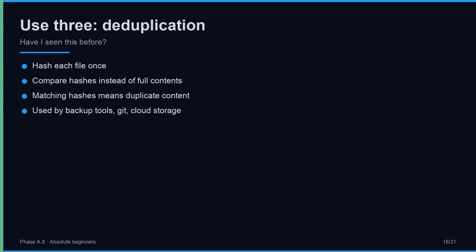Third real use, deduplication. To find duplicate files, you do not compare entire files byte by byte. You hash each file once and compare hashes. Matching hashes means matching content. Backup tools use this to skip files they have already saved. Git uses it to identify commits and trees. Cloud storage uses it to store one copy of an identical file uploaded by many users. Hashes turn huge comparisons into tiny ones. Have I seen this before?